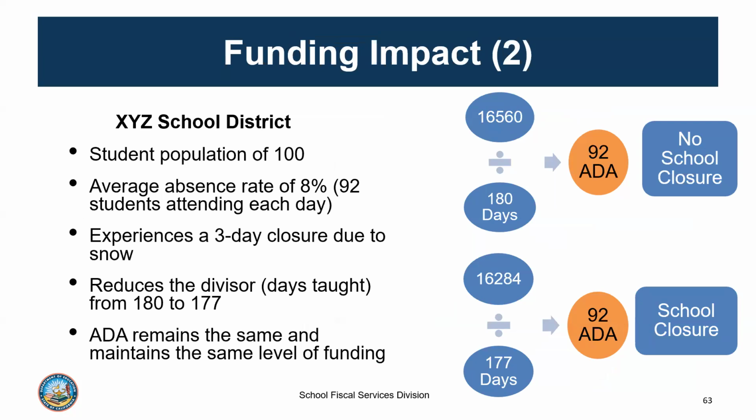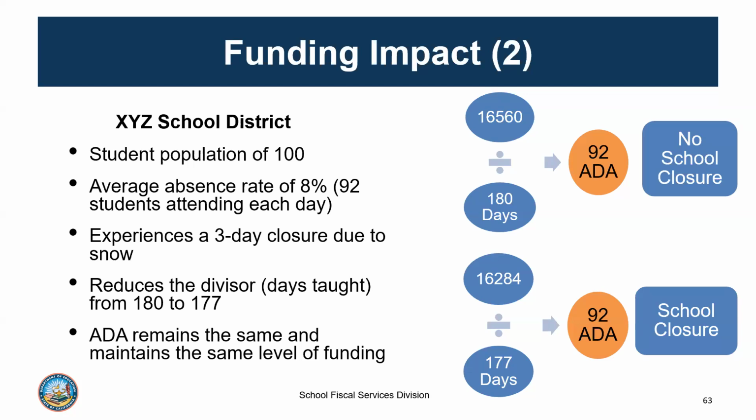The scenario in this slide demonstrates how a school closure at XYZ school district would not result in a loss in funding. Using a statewide absence rate of 8% and an enrollment population of 100 students, the school district would have 16,560 days of student attendance, which would then be divided by 180 days taught to equate to 92 ADA.